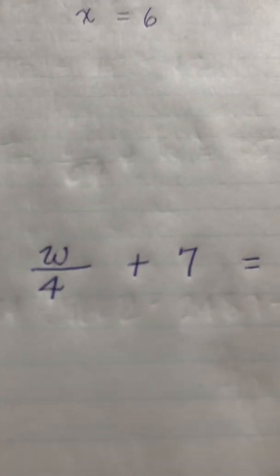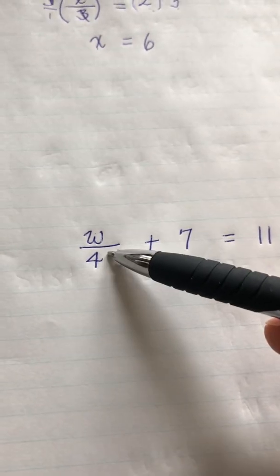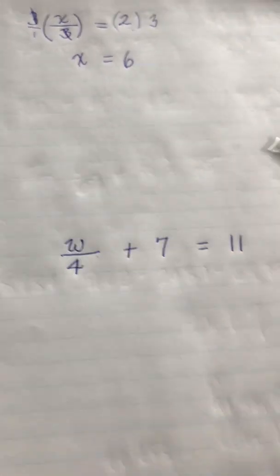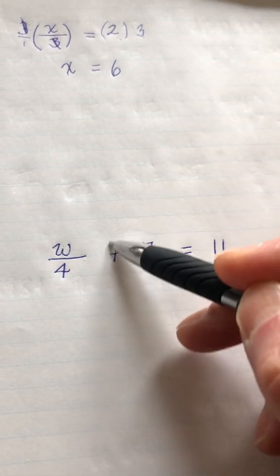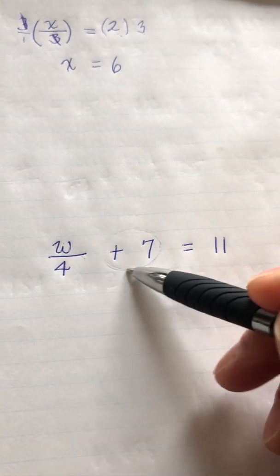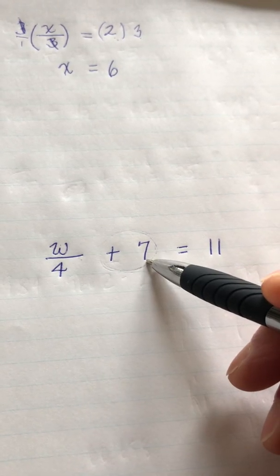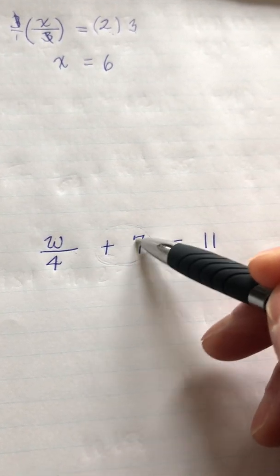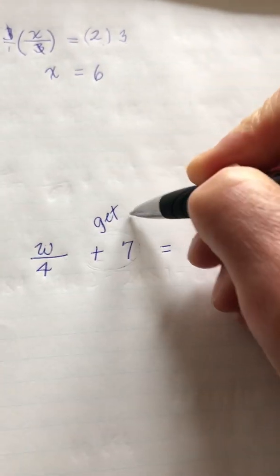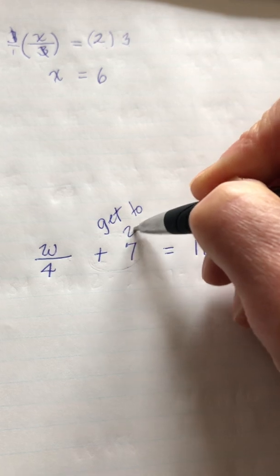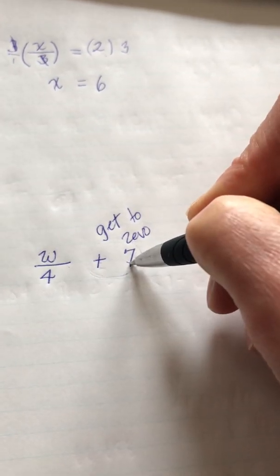I can look at it this way as well. I have this variable being divided by 4. So the easiest thing to do is try to get rid of the plus 7. To get rid of it, we need to subtract because it's added. If it was subtract 7, then we would add 7, because we always want this to get to 0. And so to get to 0 with a positive 7 is to take it away.